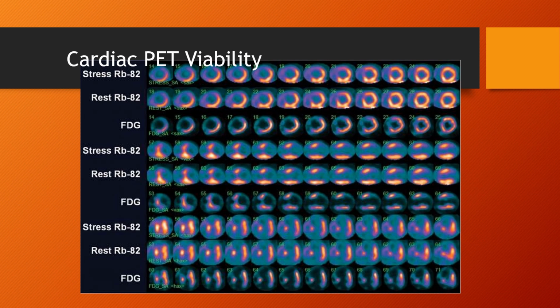But if you look at the FDG study, it's not taking up glucose either. This is a matched defect. And you even see down here in the horizontal long axis, that area is completely missing on the FDG. That tells us that this patient is not eligible for revascularization. It wouldn't do any good for this patient because that is truly scar tissue. That is truly infarcted, dead myocardium. And so this patient would benefit more from medical management than intervention.